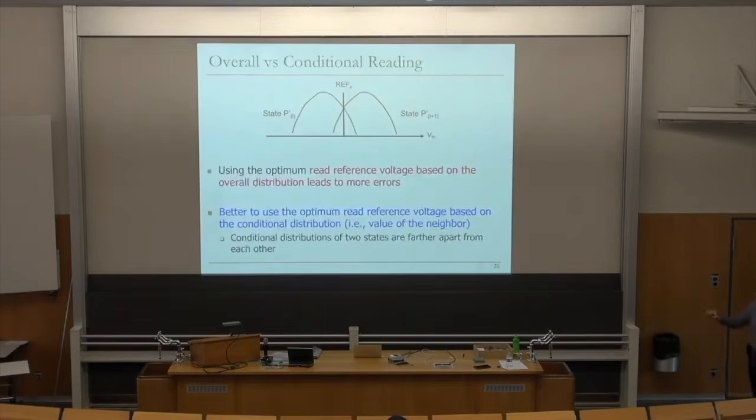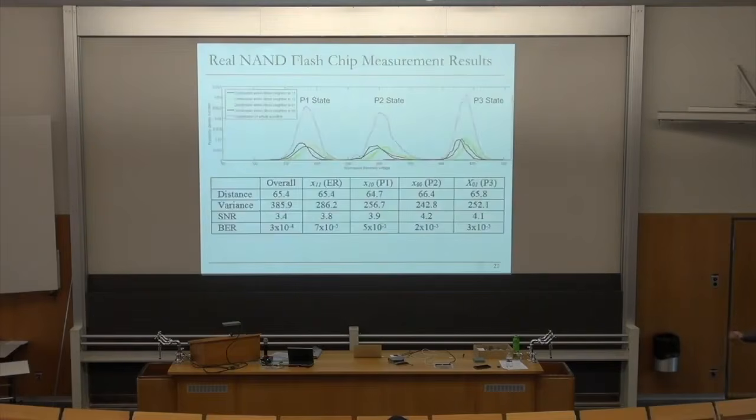And we verified this with real data. These are measurement results from some real chip. These are the overall distributions, as you can see over here. They look like this, although in this case it's actually nice. It's not terrible. But you can see the distances between the different states, and the variance is relatively high. Anyway, don't worry about that. Basically, you have a small margin over here.